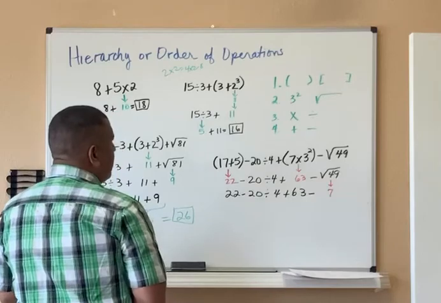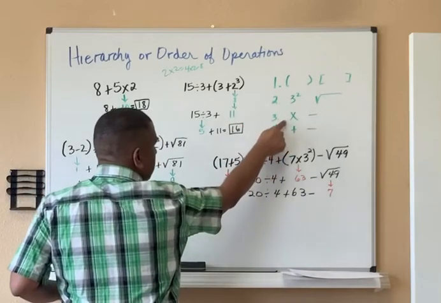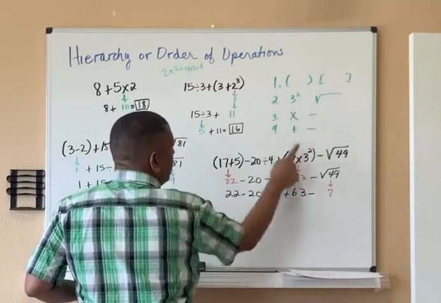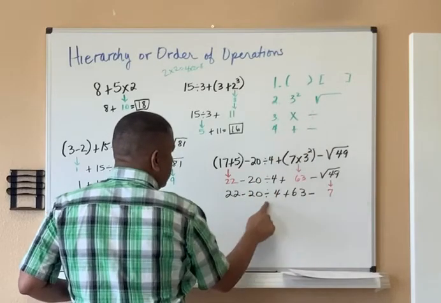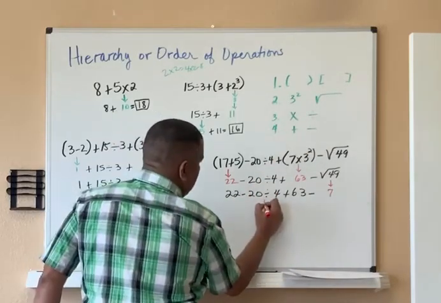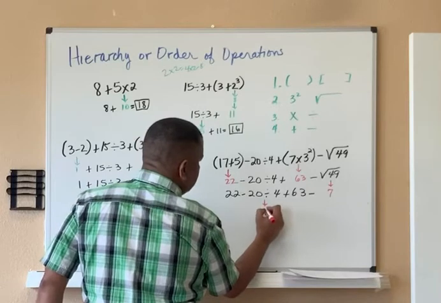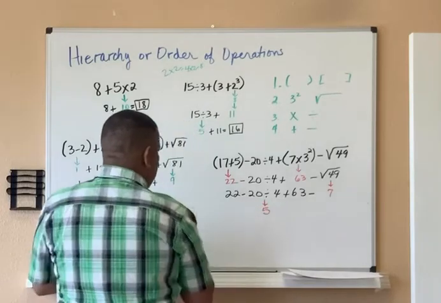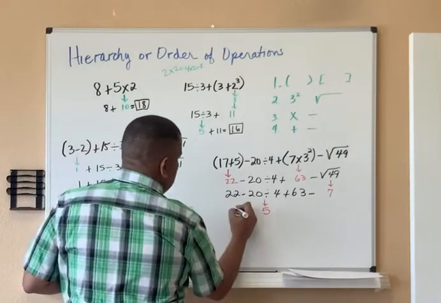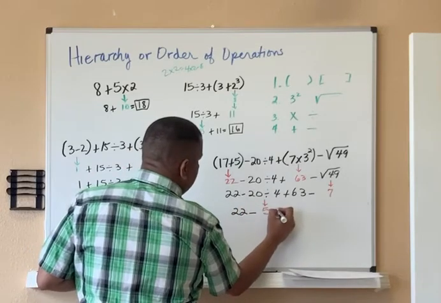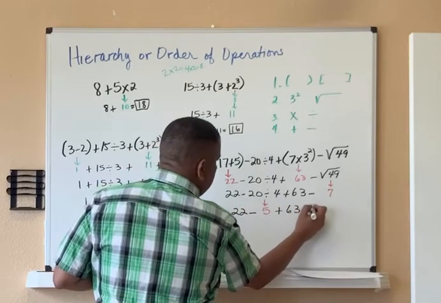Okay, now do I have any multiplication? No, I do not. Do I have any division? Yes, I do. Bring that down. 20 divided by 4 is 5. Now I bring down the rest of the problem. 22 minus 5 plus 63 minus 7.